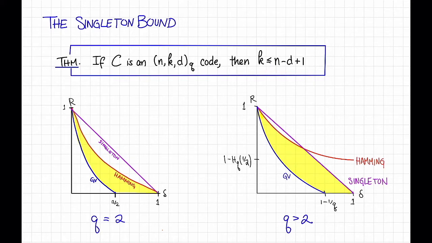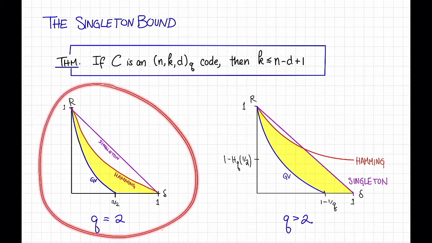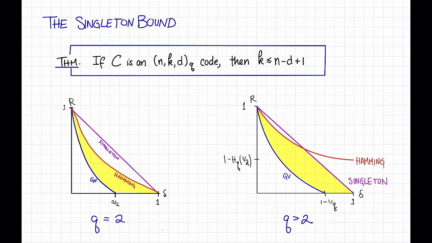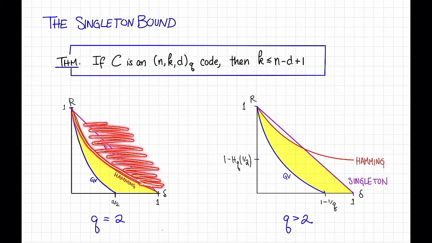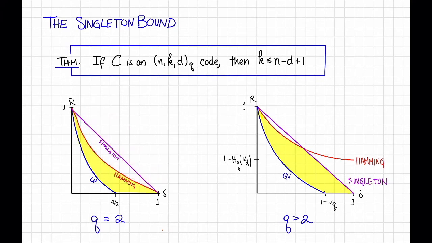Before we prove this bound, let's get a sense of what it looks like. When q equals 2, the picture looks kind of like this. Remember here that this plot is plotting delta, the relative distance, on the x-axis, and R, the rate, on the y-axis. And we're wondering what pairs of delta and R are achievable, meaning that there exists a family of codes that achieve them. In an earlier video, we saw the Hamming bound, which says that any trade-offs out here are not achievable. So what does the Singleton bound say?